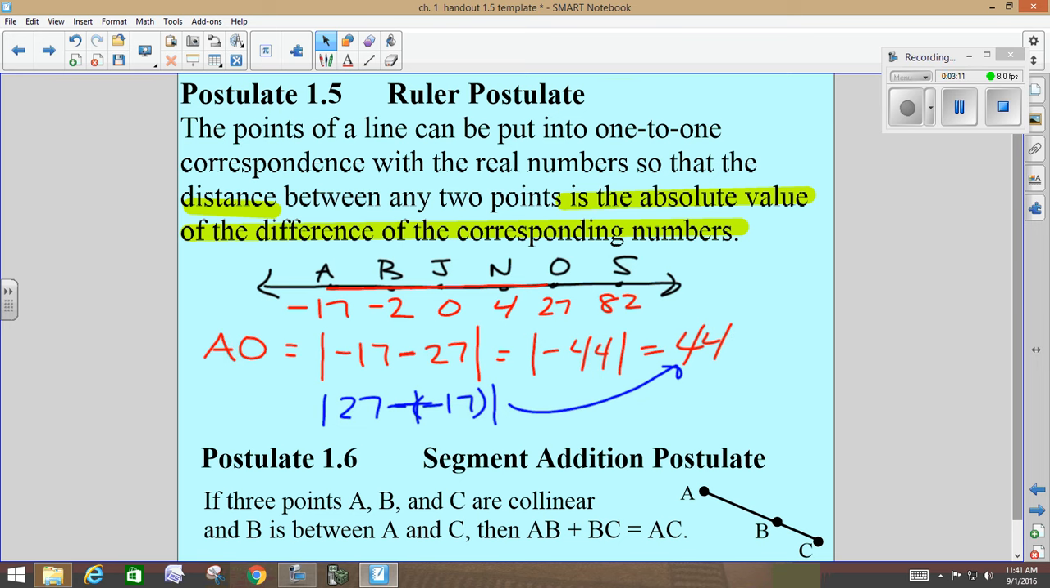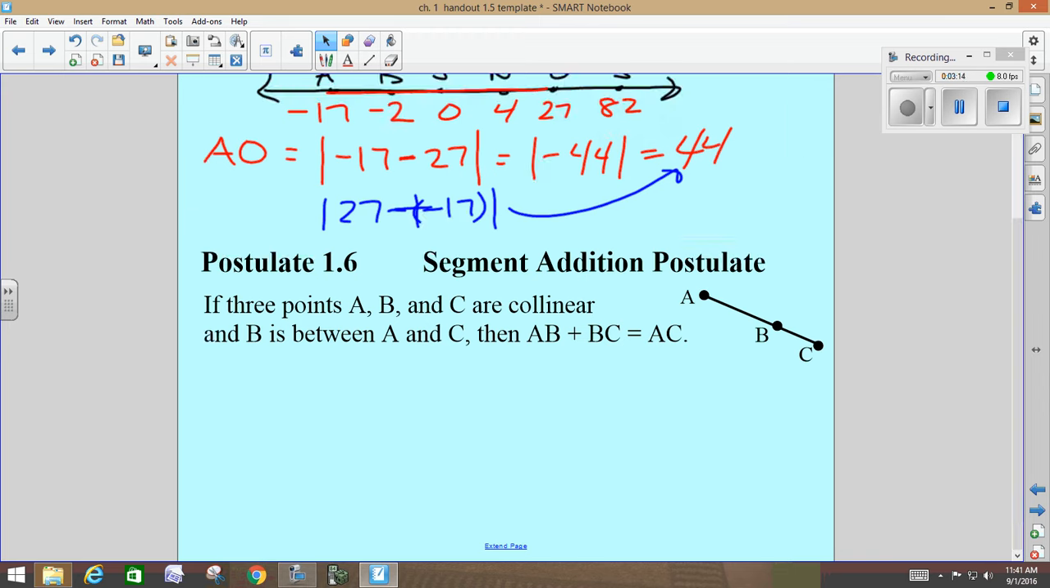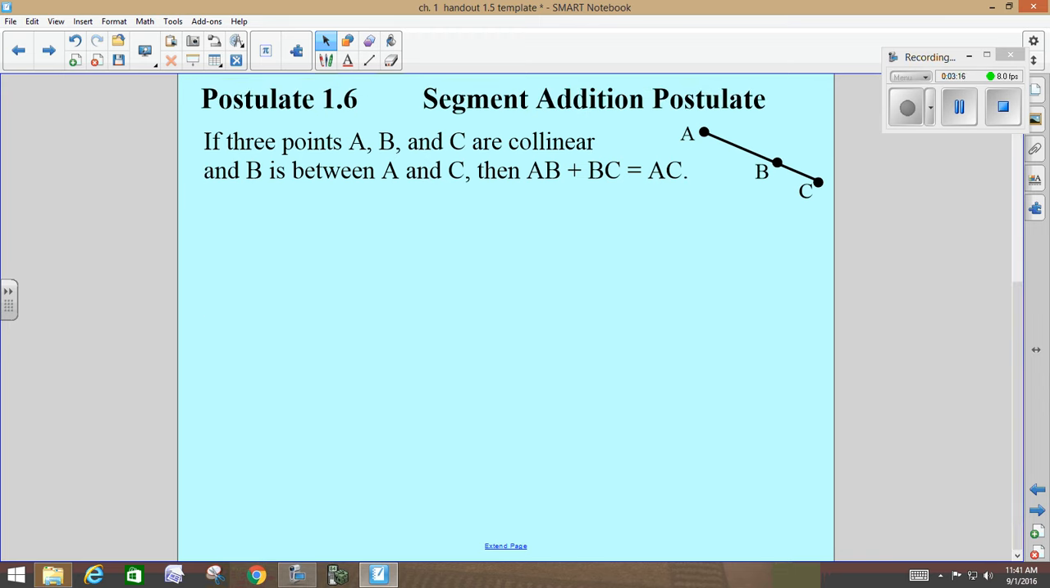Sometimes you might have to do this math. Okay? Ruler postulate. Segment postulate. We'll see segment postulate a lot. What do you think we're going to do with the segment postulate? Adding. Add segments. Good. It states if 3 points, A, B, and C, are collinear. Madison, what's it mean to be collinear? On the same line. So we have 3 points on the same line, and B is between A and C, then the length of AB plus the length of BC would equal the length of AC. Makes sense, right?